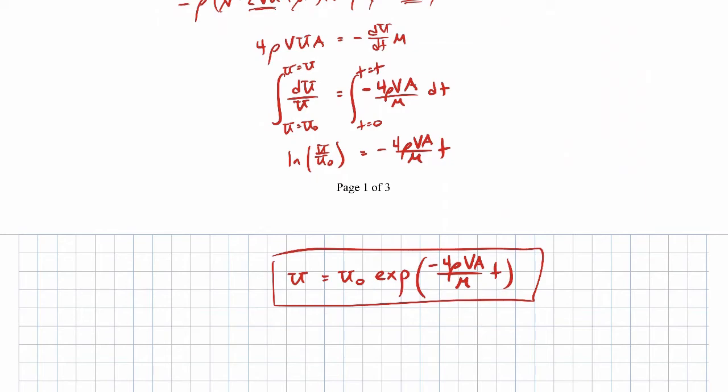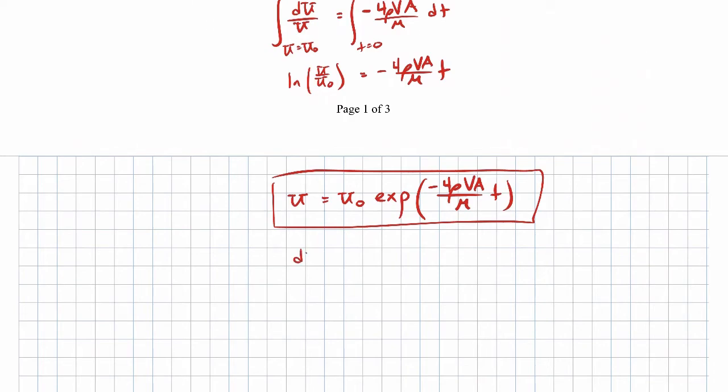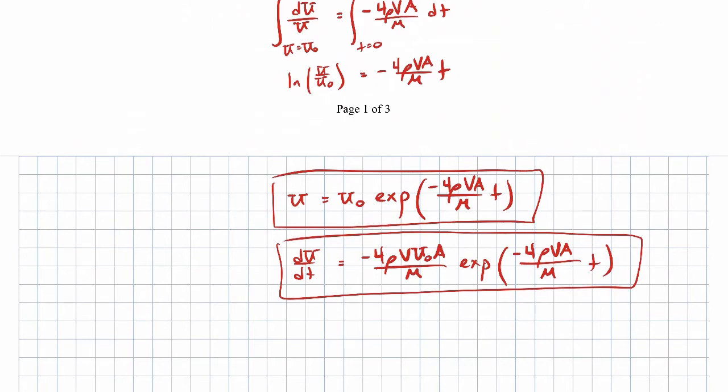So that's our velocity of the plate as a function of time. And then if we want the acceleration of the plate, that'll just be du/dt. So that'll just be a, minus 4 rho v u naught a over m, times the exponential of the same thing that we had in the box above it. So it should look like that. Let me just double check I have the sign correct. Yeah, that looks good. Okay. So there's the velocity and there's the acceleration.